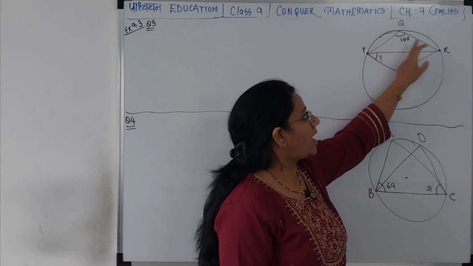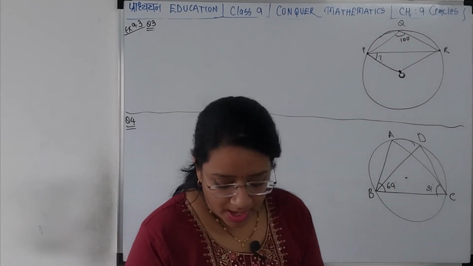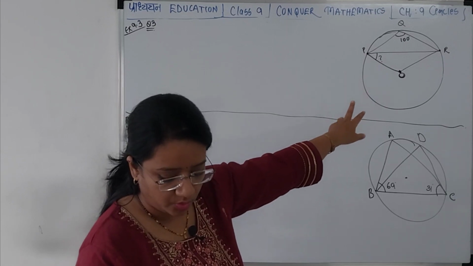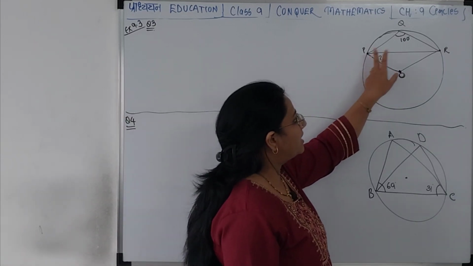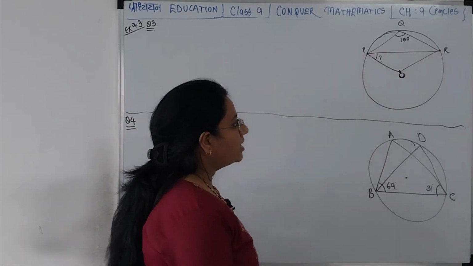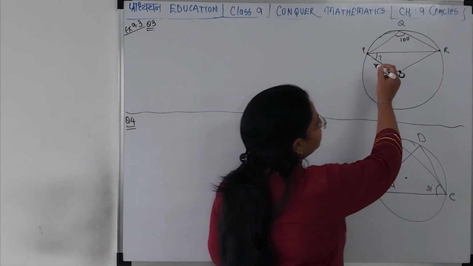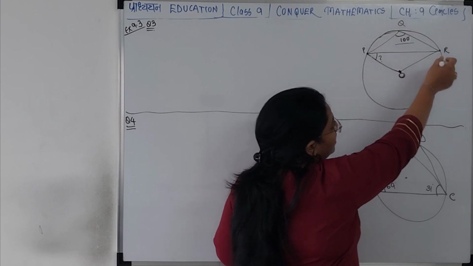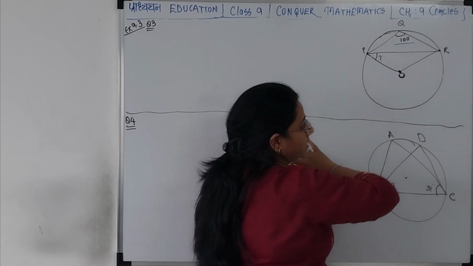Angle PQR is 100 degrees, and P, Q and R are points on a circle with center O. Find angle OPR. Okay? It is very simple. We have 3 points on the circle, P, Q, R, making angle 100 at a point on the circle.